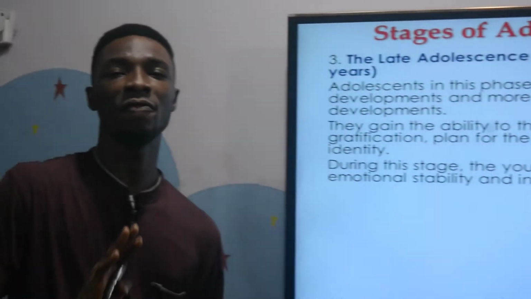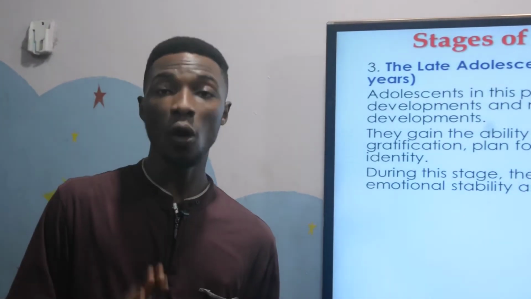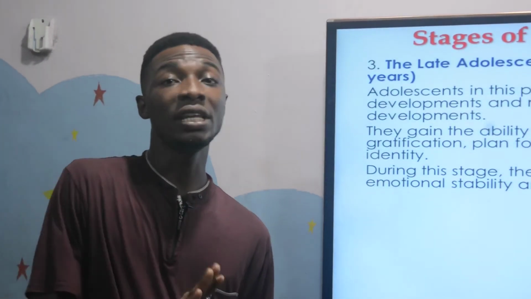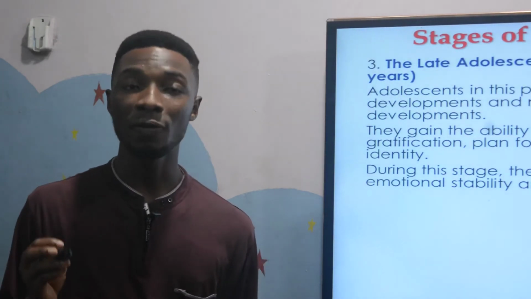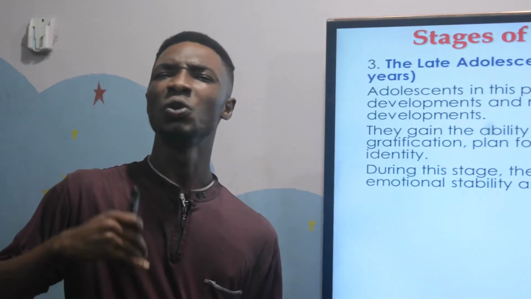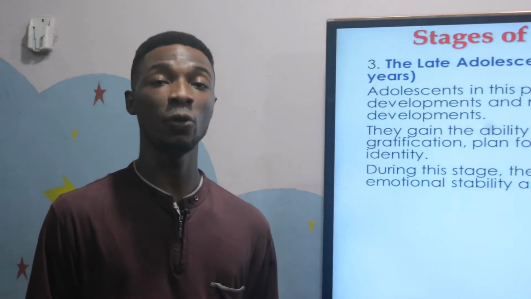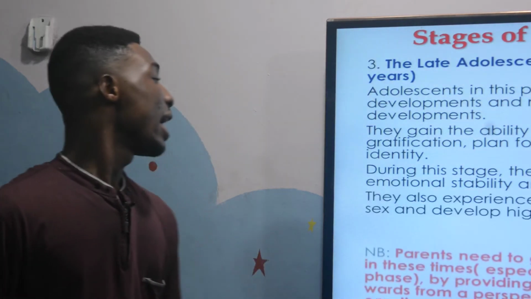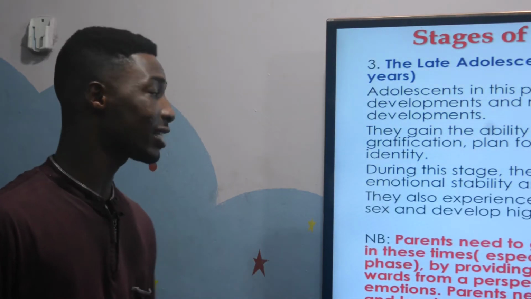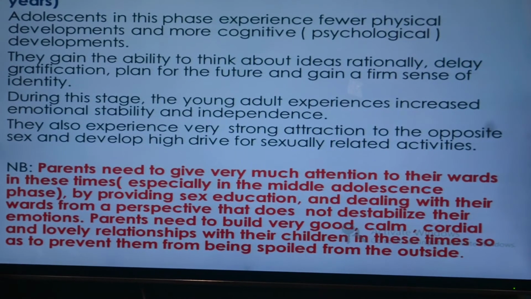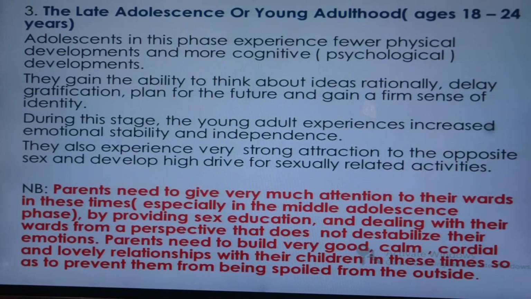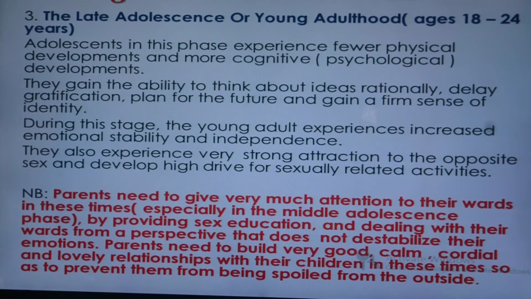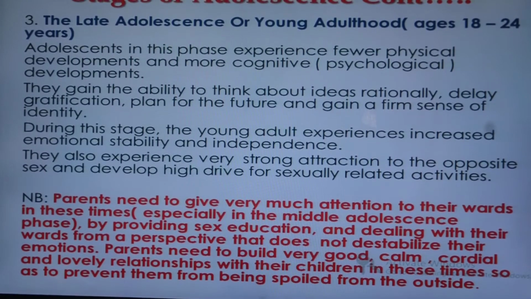Emotionally, they become very stable and they become more independent. They do not need anyone to tell them to do anything that they want to do in their lives. They are capable of thinking of bathing or doing anything for themselves without anyone instructing them. They also experience very strong attraction to the opposite sex and develop a high drive for sexually related activities. It happens with every young adult or every adolescent. It is not wrong for them to develop a drive for sexually related activities.